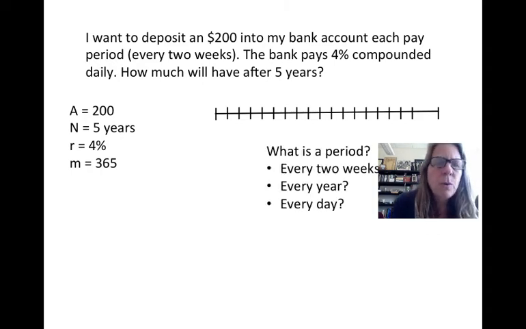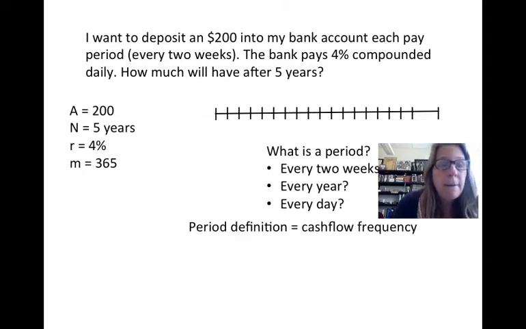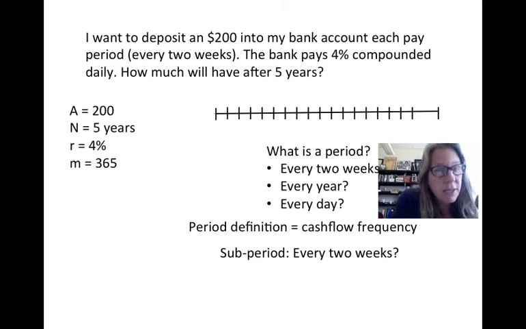So the question is, what is a period? Are we going to be doing it every 2 weeks, every year, every day? Because we have 5 years and we have interest rate per day and we have cash flow deposits every 2 weeks. How are we going to define a period? And in engineering economy, the period definition is really defined by the cash flow frequency. So for us, the period or the sub-period is going to be every 2 weeks. That's what a period is going to be for this problem.